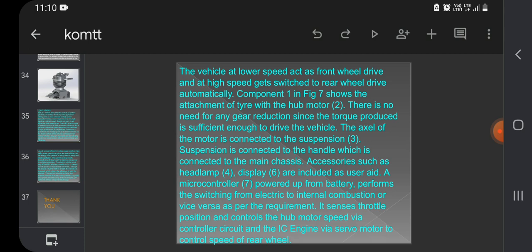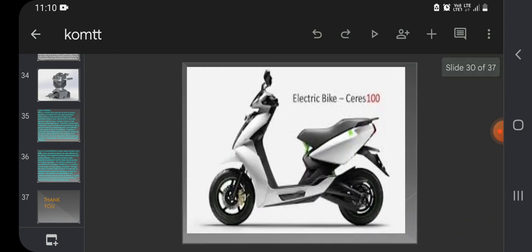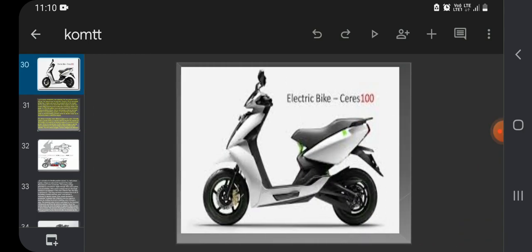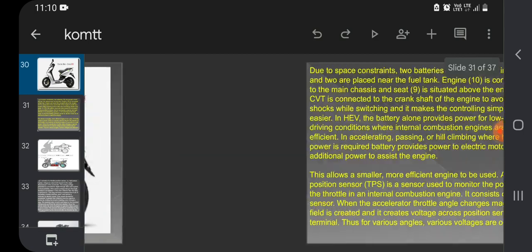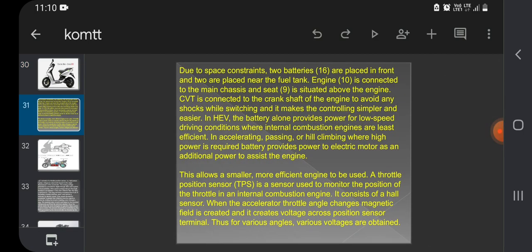A microcontroller powered by the battery performs the switching from electric to internal combustion or vice versa as per the requirement. It senses throttle position and controls the hub motor speed via controller circuit and the IC engine via servo motor to control speed of the rear wheel. Electric bike series 100 is a model of fuel cell hybrid electric vehicle. Due to space constraints, two batteries are placed in front and two batteries near the fuel tank. Engine is connected to the main chassis and seat is situated above the engine. CVT is connected to the crankshaft of the engine to avoid any shocks while switching, and it makes the controlling simpler and easier.